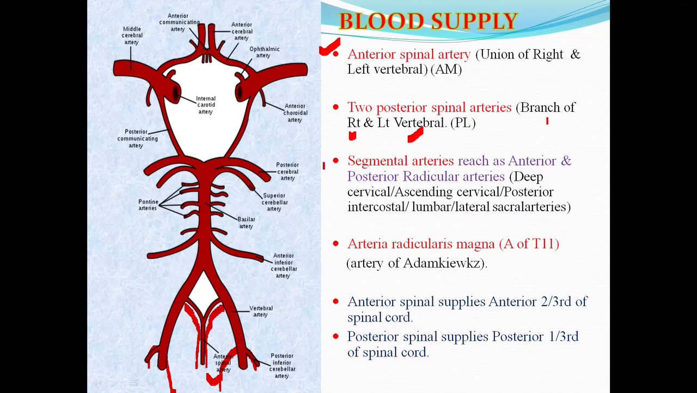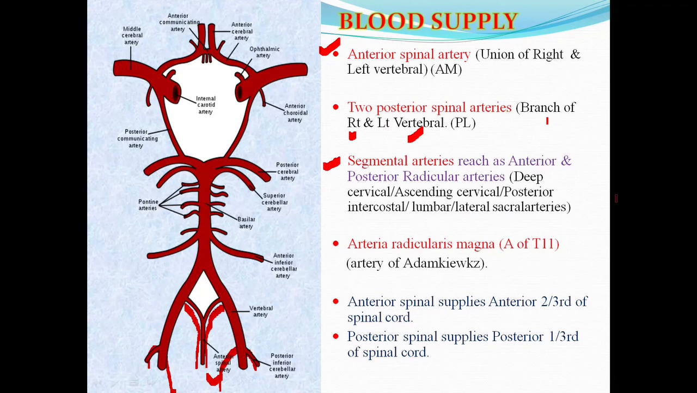And you can also see segmental arteries during the descent of the spinal cord, and they reach as anterior and posterior radicular arteries. These segmental arteries are in communication with the deep cervical, ascending cervical, posterior intercostal, lumbar or lateral sacral arteries, from which they branch off.